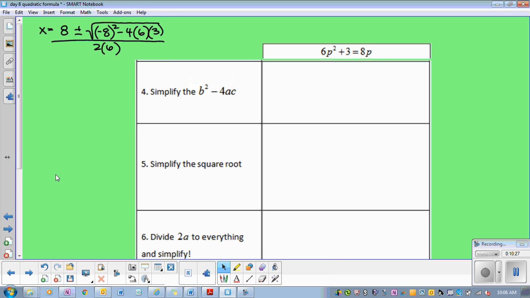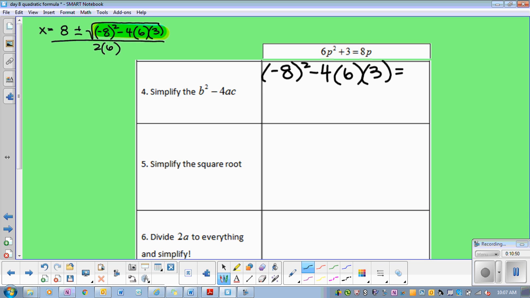Alright. So now it says simplify the b squared minus 4ac. That's the stuff that's inside the square root, right? There we go. So that is negative 8 squared minus 4 times 6 times 3. What is that? Is it negative 8? Anybody else get negative 8? Good. It is negative 8. Good.